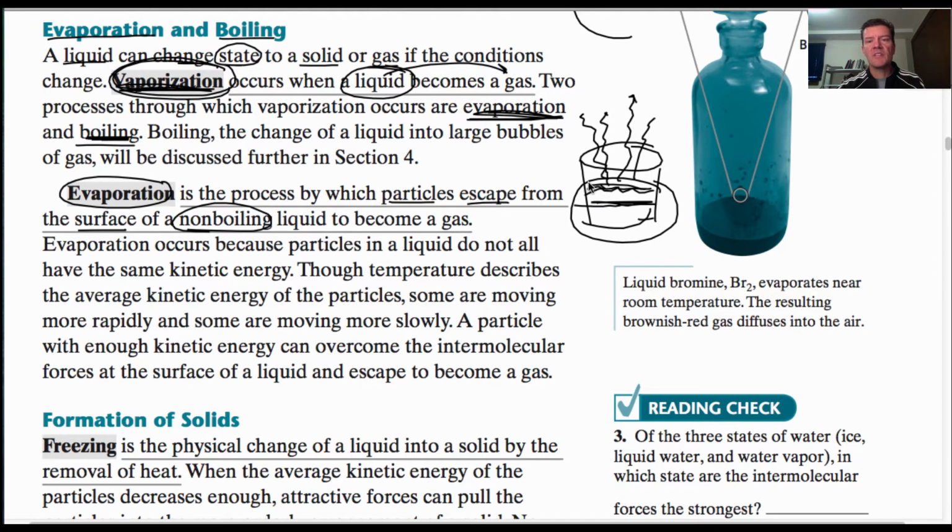Basically, these particles on the surface, they have enough energy, as I mentioned. Remember, not all these particles have the same kinetic energy. These particles have enough energy to pull away from their neighboring water friends and go into the atmosphere and become a gas. Okay?